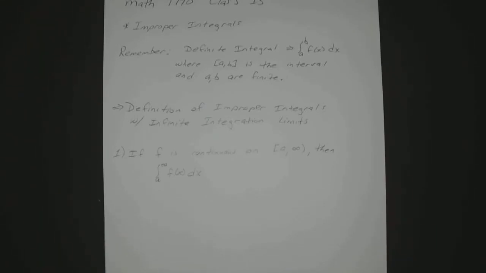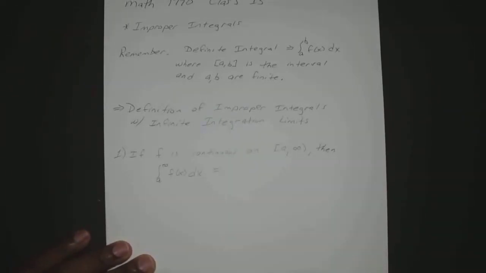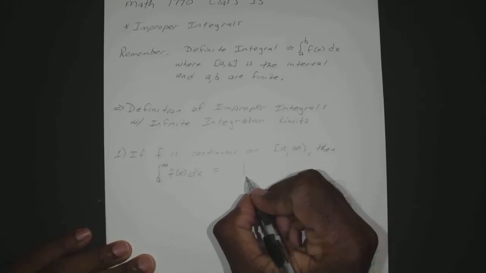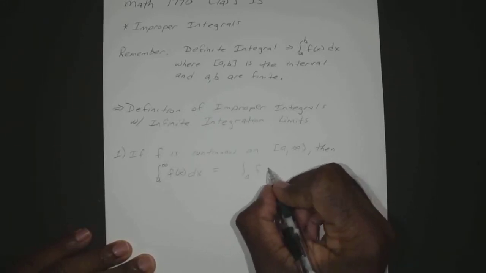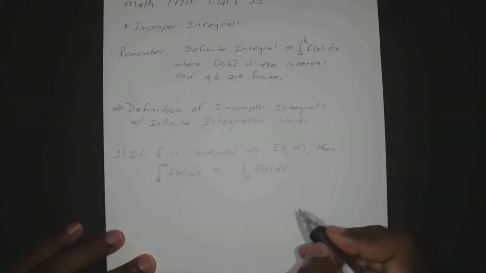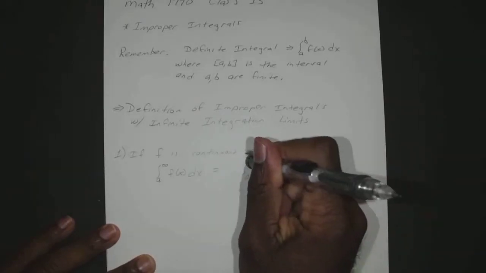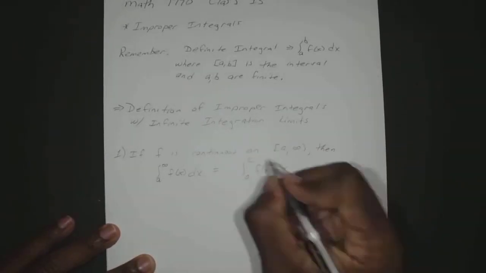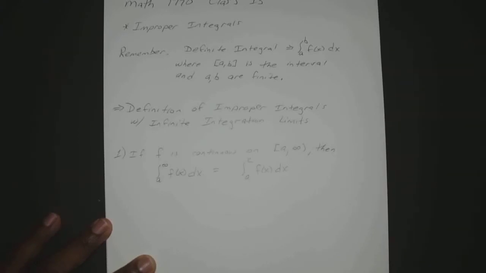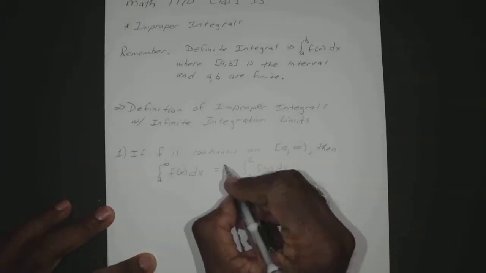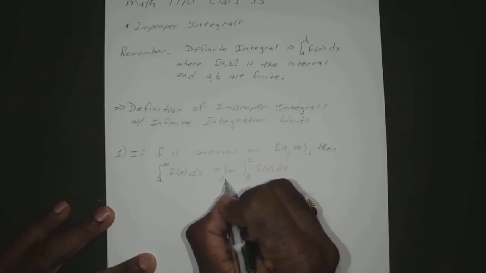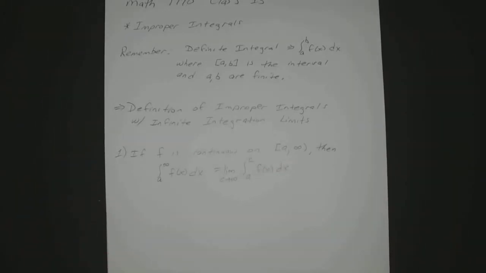Which really doesn't work because you can't have the integral of an infinite number. So what we do is, instead of having it to infinity, we just rewrite it. Everything is the same except the infinity, but we make that some value C, or you can use B, or whatever variable you want. But we have the limit as C approaches infinity. Okay, so all we did is just tweak it a little bit.